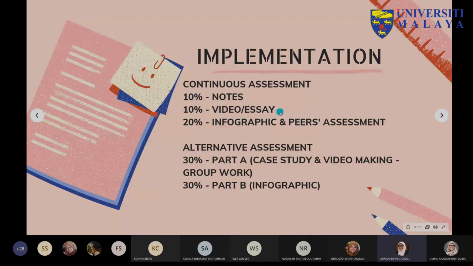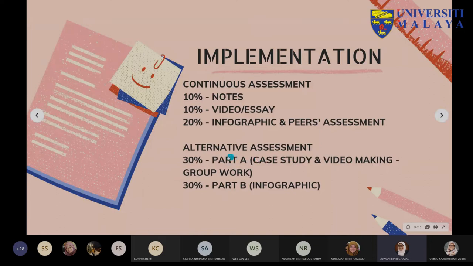And then for the video activity or essay, I gave a question on Khawarij, for example. I asked them to opt for video or essay. The video is just speaking: who are the Khawarij in this era? They try to relate the current situation with the knowledge that they have learned. And then 20% for infographic and some sort of peer assessment. This one is for the continuous assessment.